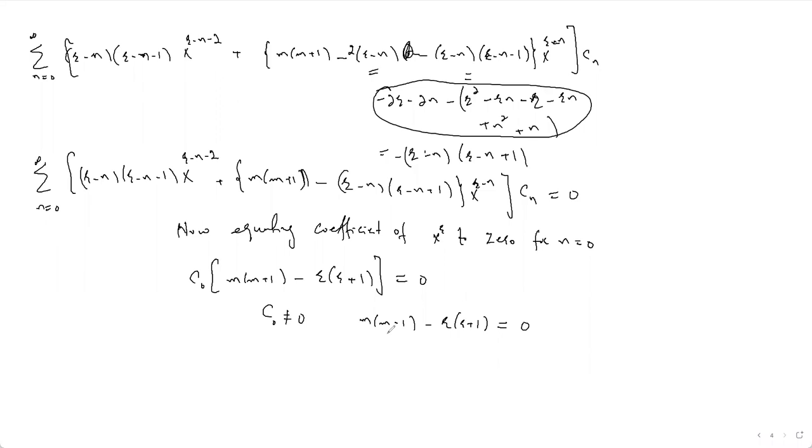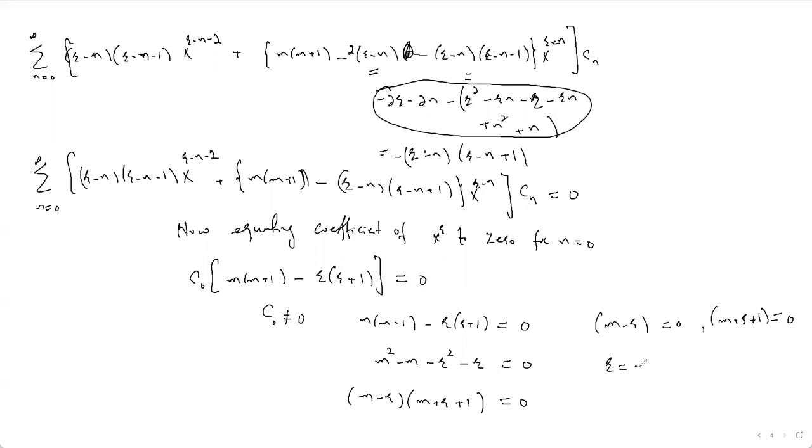Now you can write this equation as, just multiply it, m square plus m minus r square minus r will be equal to 0, right? Or I can write this as m minus r into m plus r plus 1 is equal to 0. From this equation you can say that either m minus r is equal to 0 or m plus r plus 1 is equal to 0, implies either r is equal to m, or r is equal to minus m minus 1.